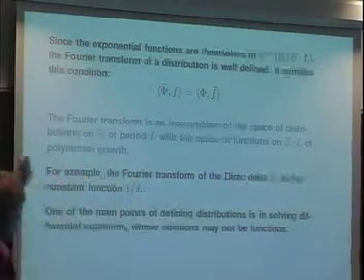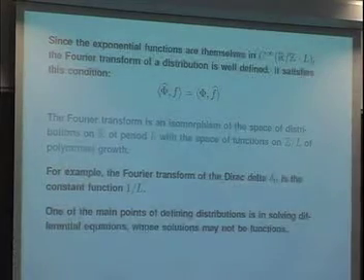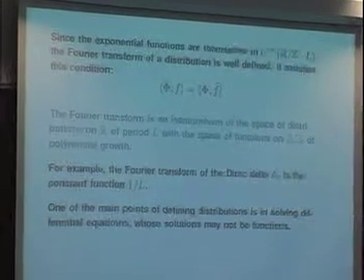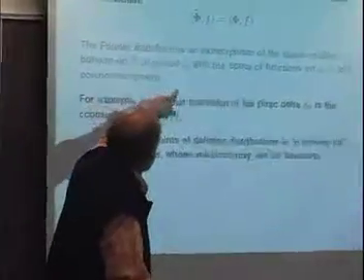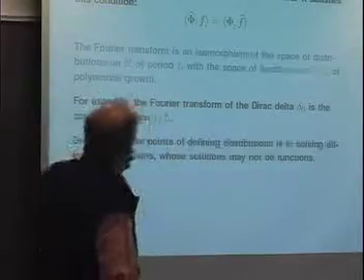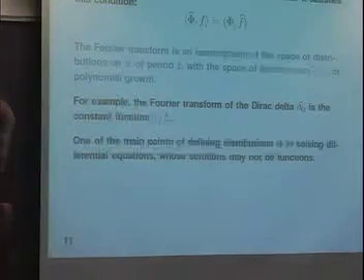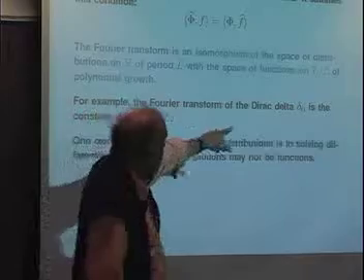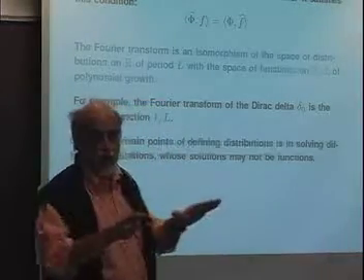And well, then the Fourier transform, I have the fact that this dual is given by polynomial growth, and that's actually the Fourier transform gives an isomorphism of the space of distributions on R of period L with the space of functions of polynomial growth. So for example, the Fourier transform of the Dirac delta itself is the constant function 1 over L.